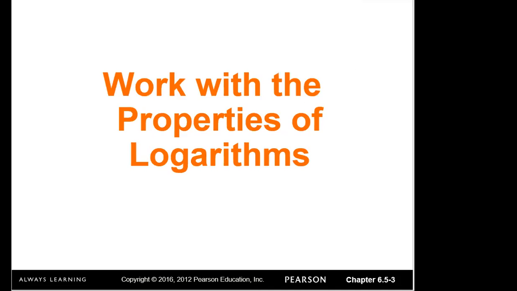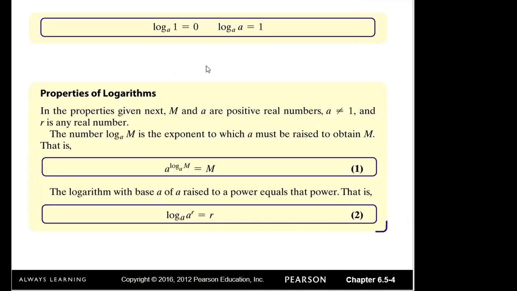All right, properties, here they are. At the top, if you have log base a of 1, it always equals 0. This guy right here, log base anything of 1 will always equal 0 because a raised to the 0 always equals 1.